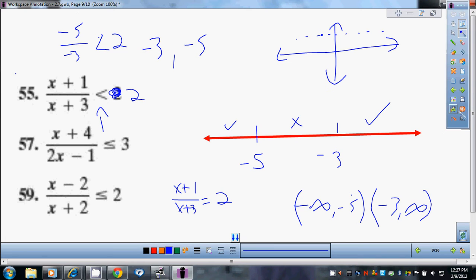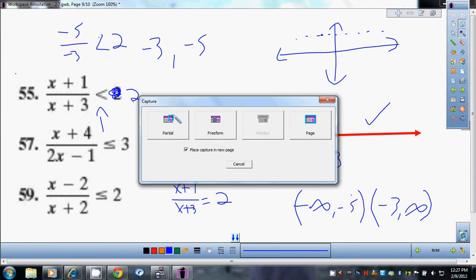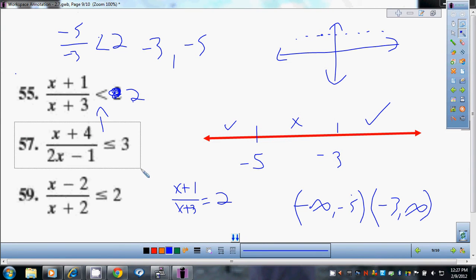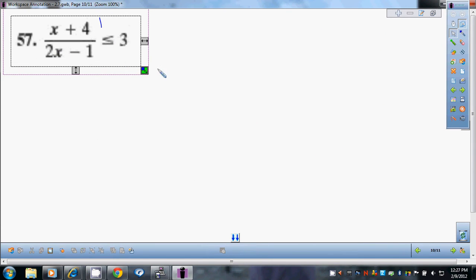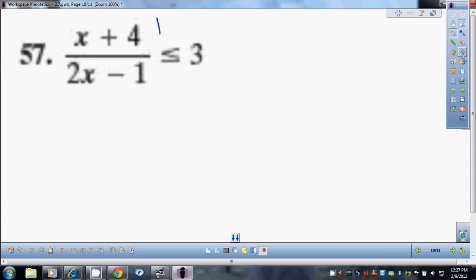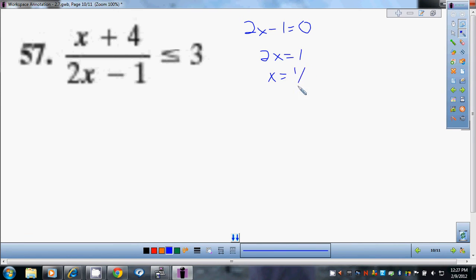Sure. 57. Now, darn it, there's a number, so I can't just set the top equal to 0, but I can go ahead and set the bottom equal to 0, and what will that give me? Is that 1/2? So 1/2 will give me a vertical asymptote. That's one of the things I'm going to need to check. I'll even write that as a vertical asymptote, so I remember not to put a bracket on it.